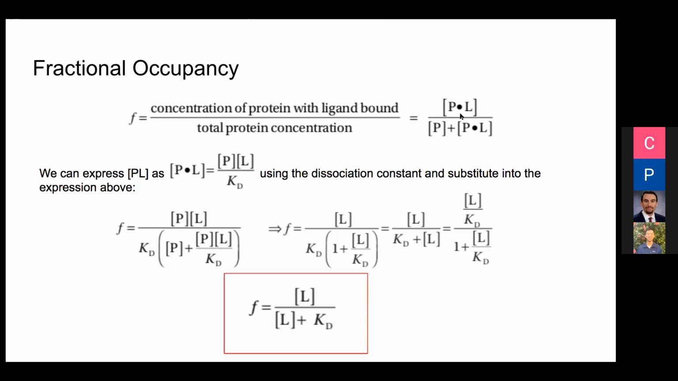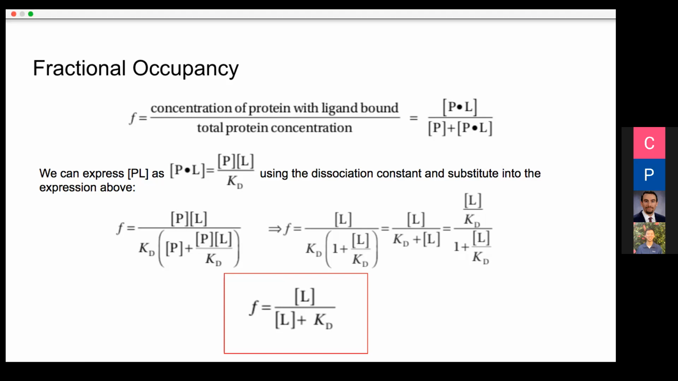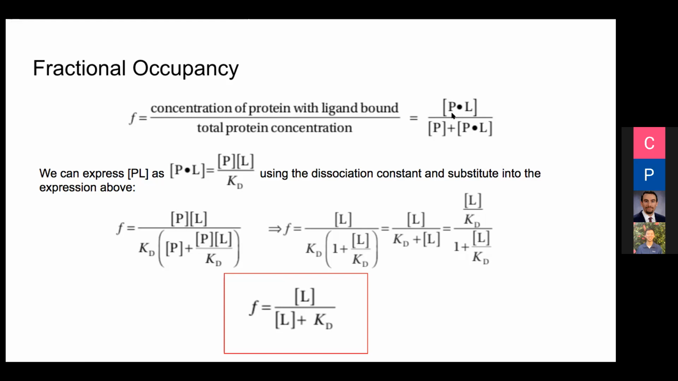And we can represent fractional occupancy F using this expression. So at the top is the concentration of the protein ligand complex. So that's your bound protein. And then in the denominator, we just have total protein, right? And total protein is just the sum of free protein and then bound protein. So that is your fractional occupancy. And then we want to convert fractional occupancy to a more usable form, right? Because we don't really have access to this protein ligand complex value. So we know ligand concentration experimentally, we put in the ligand.